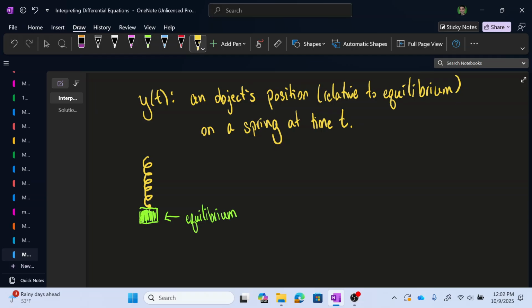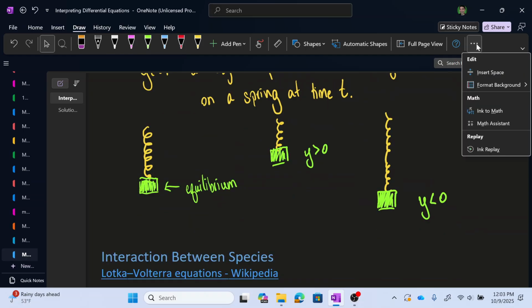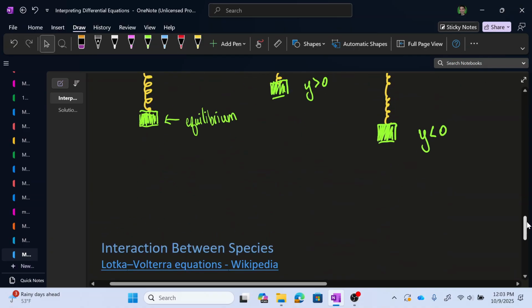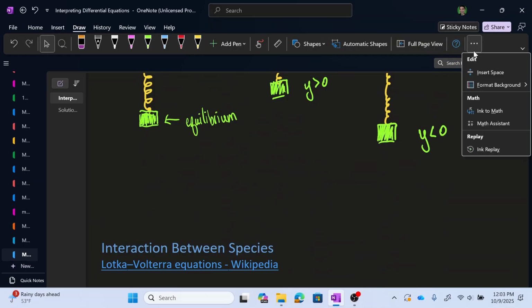If I go in there and I start messing with the object and I push it upward, for example, this would be captured by a positive position, a position that's above equilibrium. And if I, by contrast, take the spring and pull it down and stretch it out such that my object is down here, now my object is below equilibrium, so this would be captured with a negative value of y, or a negative position.